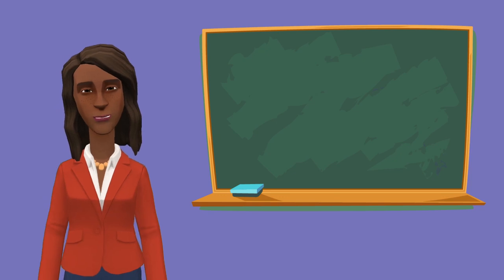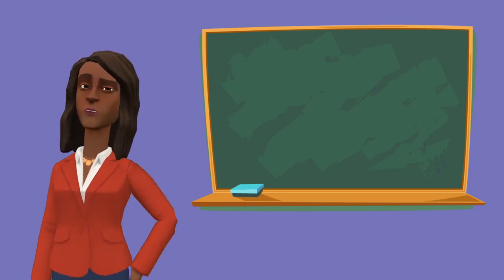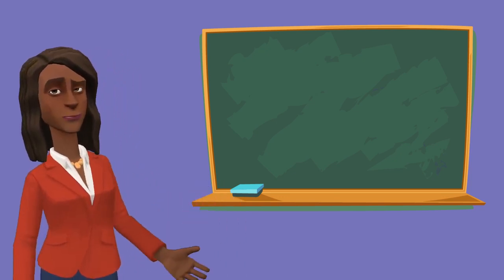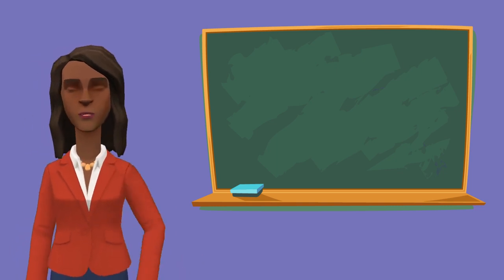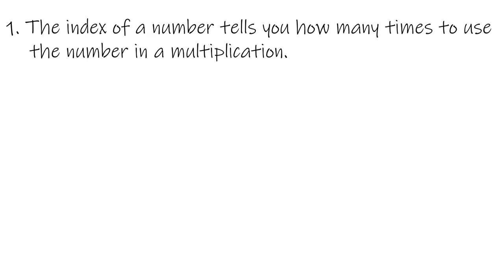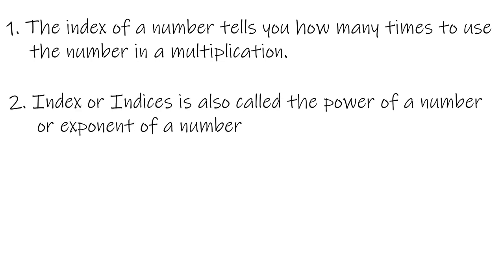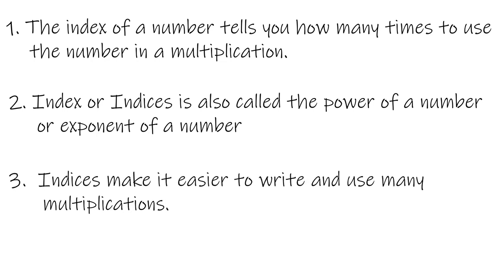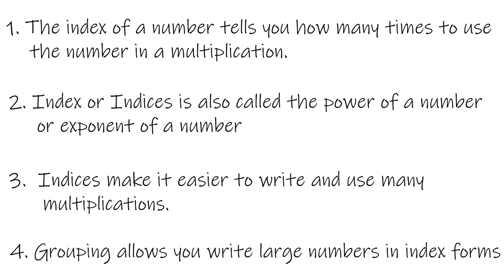We have come to the end of this lesson. Let's remind ourselves of some of the things we learned at the beginning. Shall we? Alright then. 1. The index of a number tells you how many times to use the number in a multiplication. 2. Index or indices is also called the power of a number or exponent of a number. 3. Indices make it easier to write and use many multiplications. 4. Grouping allows you to write large numbers in index forms.